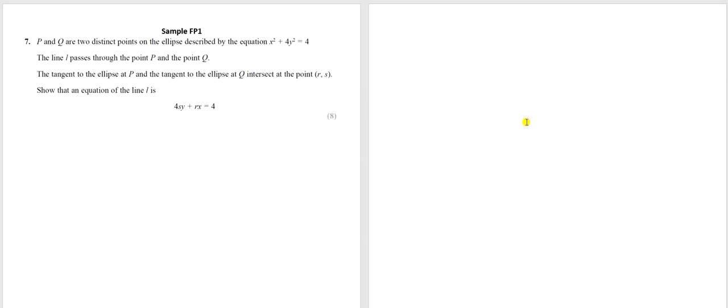This is A-level further maths, further pure 1 sample paper, question 7. This involves the second of the conic sections chapters. It describes two distinct points on an ellipse.